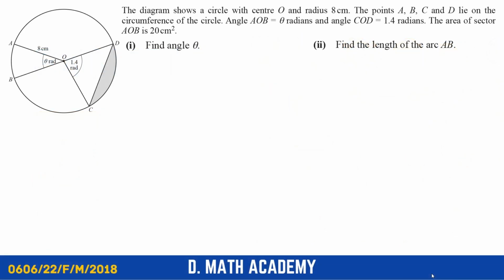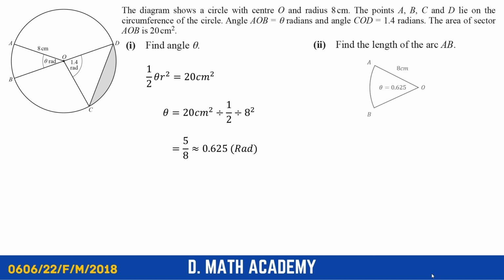Moving on to example 3, we are finding angle theta and finding the length of arc AB. So theta value here, as given by the question, the area of sector AOB is 20. So half times theta times r squared equals 20. Your theta will be taking 20 divided by half divided by 8 squared. So your final answer for that will be 0.625 radian.